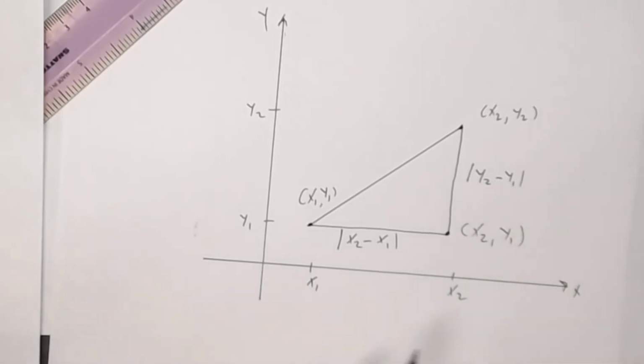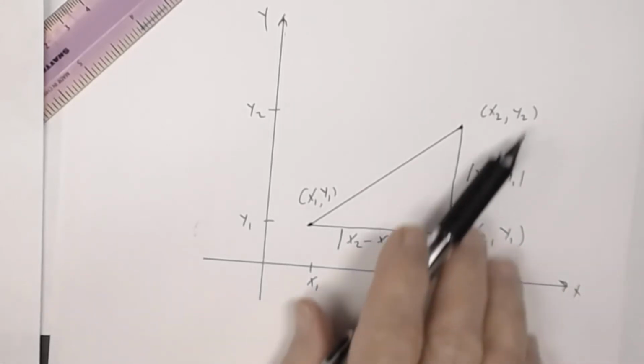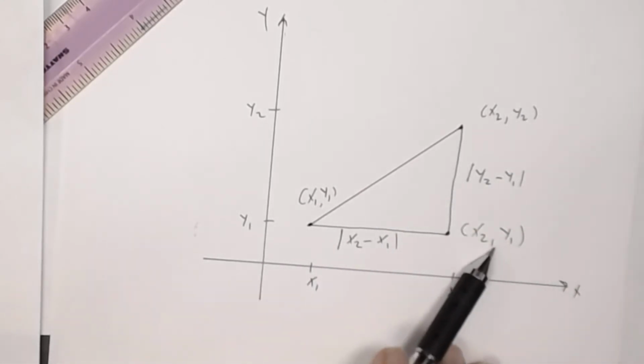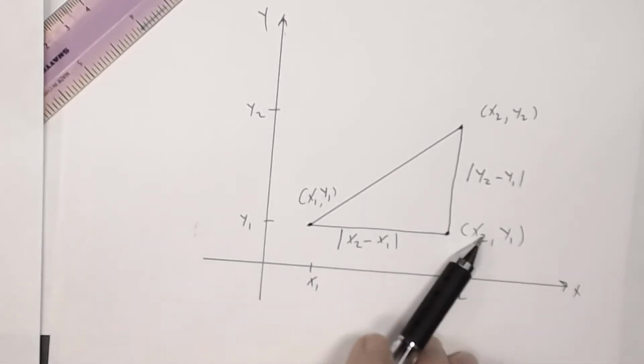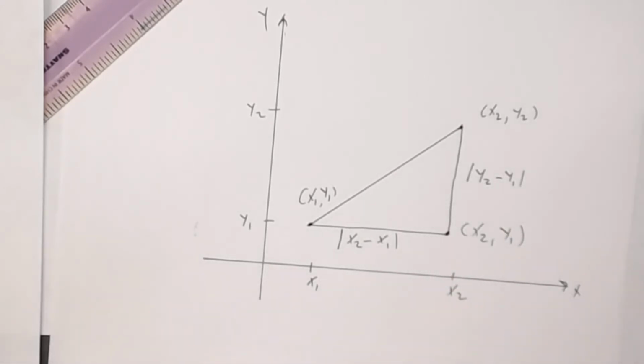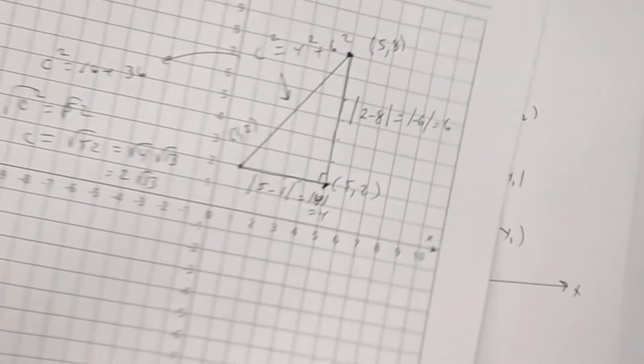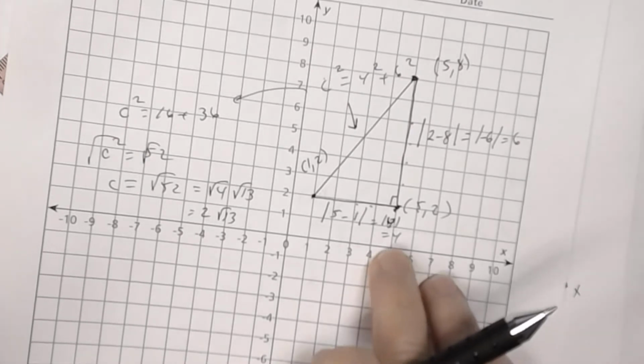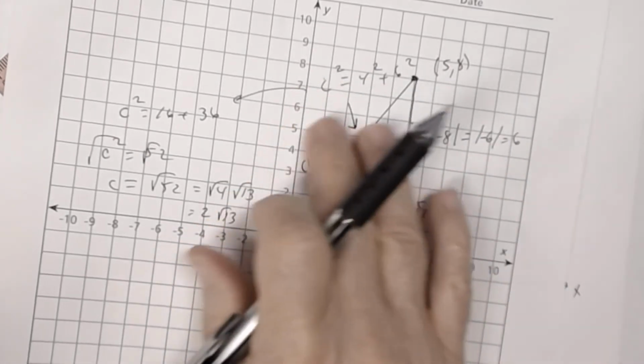Because remember, it's got to be positive. So if I say y2 minus y1 minus y2, that's going to be negative. So I need to make sure I have absolute value there. Okay. All right. Now, once I found the 4 and the 6, I use Pythagorean theorem.